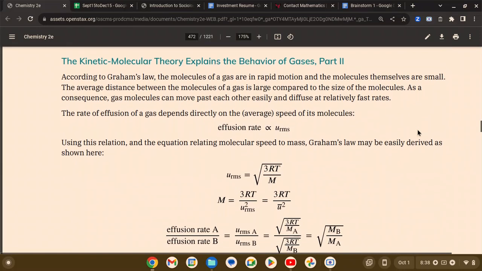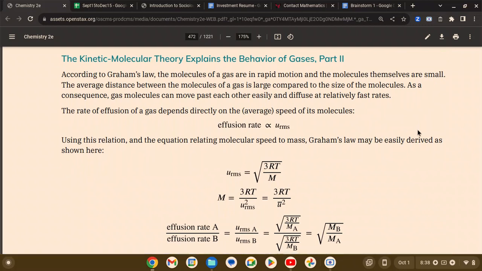The kinetic molecular theory explains the behavior of gases, part 2. According to Graham's law, the molecules of a gas are in rapid motion and the molecules themselves are small. The average distance between the molecules of a gas is large compared to the size of the molecules. As a consequence, gas molecules can move past each other easily and diffuse at relatively fast rates.